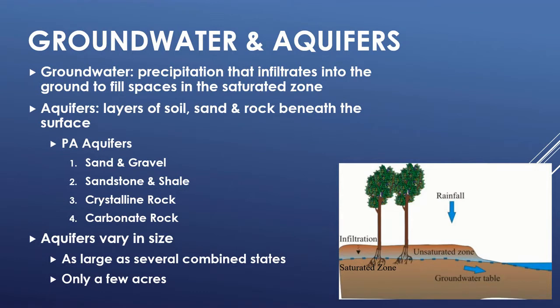In Pennsylvania, there are 4 main types of aquifers. PA aquifers include sand and gravel, sandstone and shale, crystalline rock, and carbonate rock. Aquifers vary greatly in size. Some aquifers occupy the area of several combined states, while others are only as large as a few acres.